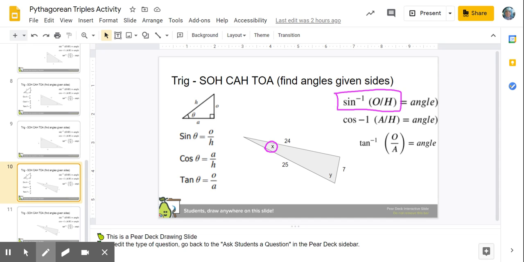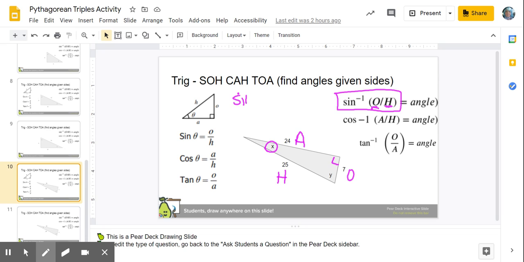So what do I mark the 7? The O, the A, or the H? That is definitely the O. What do I mark the 25? Is that the O, the A, or the H? The H. It is always the biggest side, the H. So if I know all three sides, the biggest one is automatically the H, which leaves the 24 to be the what? The A. Perfect.